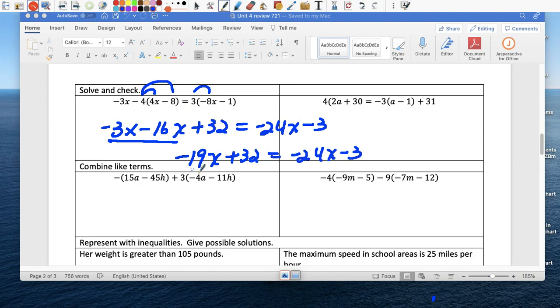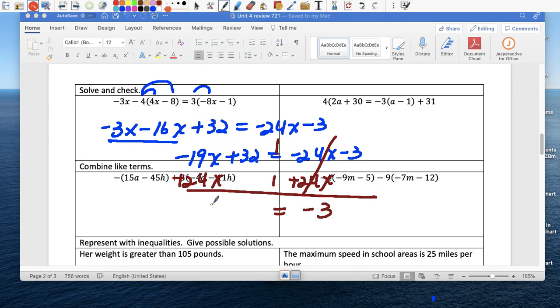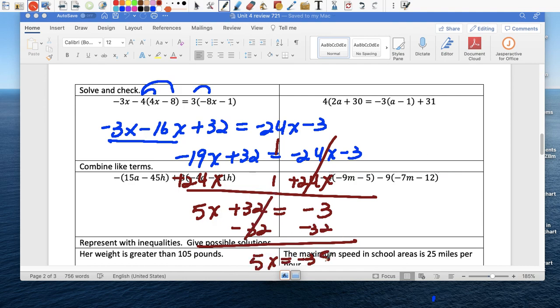So distributive property, combine like terms. Now I look to see if there are variables on both sides, and there is. So I'm going to get rid of the one with the smaller coefficient, which is negative 24x. Line in the middle, I'm going to do plus 24x, plus 24x. You could have gotten rid of 19x. Not a big deal. That goes away. Minus 3 is left over on that side. This is positive 5x, Mr. Cho. 5x plus 32. Now it's a two-step equation. Minus 32, minus 32. That goes away. We get 5x equals negative 35. Divide both sides by 5. And x equals negative 7.